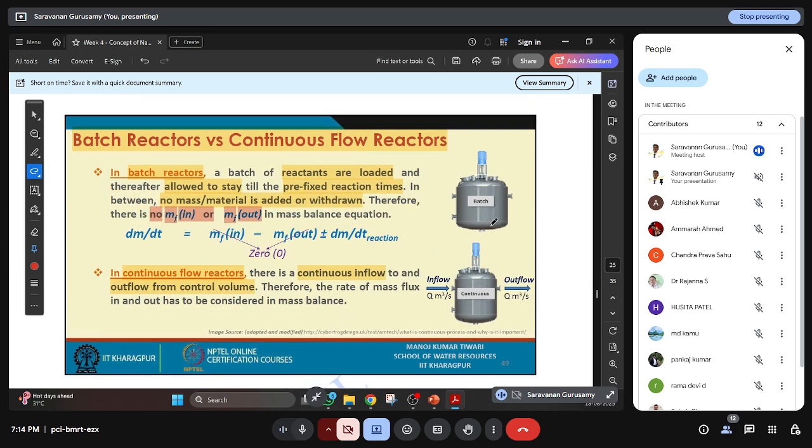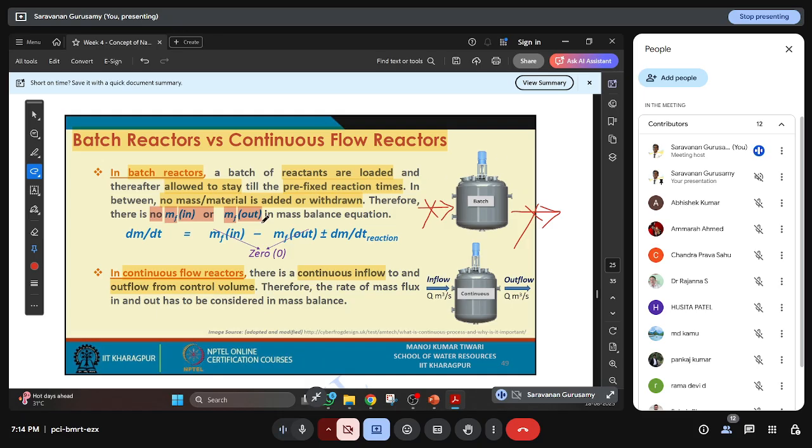So batch reactor means there is no mass coming in, there is no mass going out. Because we are filling the reactor, we are making it treat, we are disposing, then again another batch we are taking. It's like first batch, second batch: first finishes, goes out, second comes in, finishes, goes out.